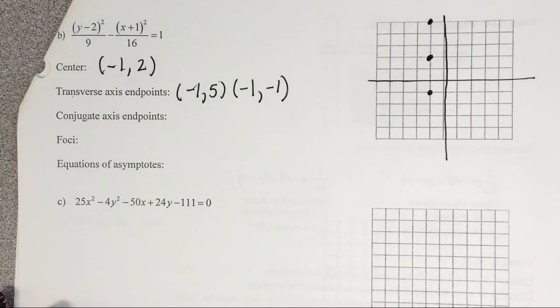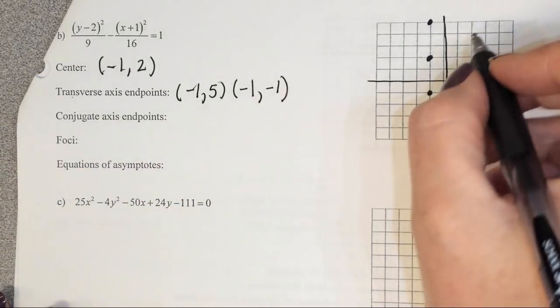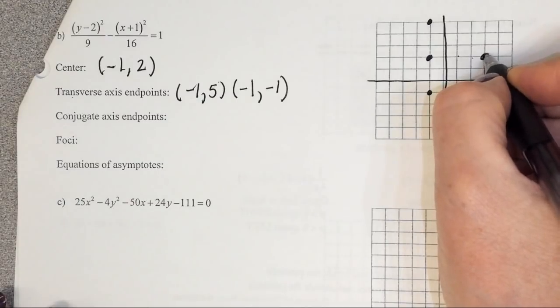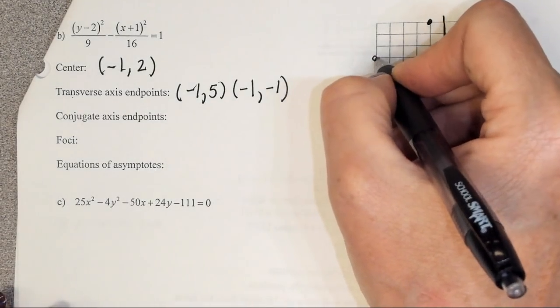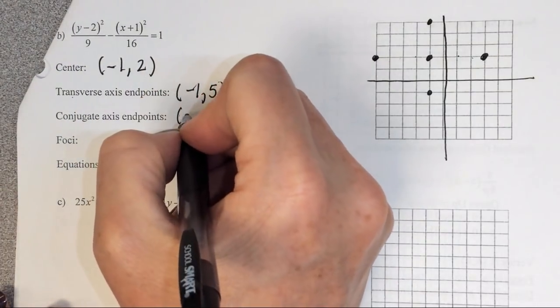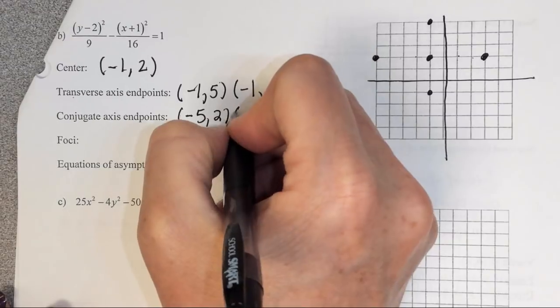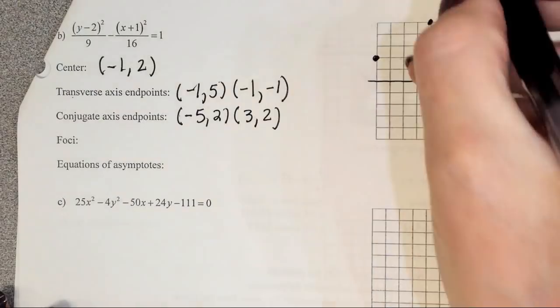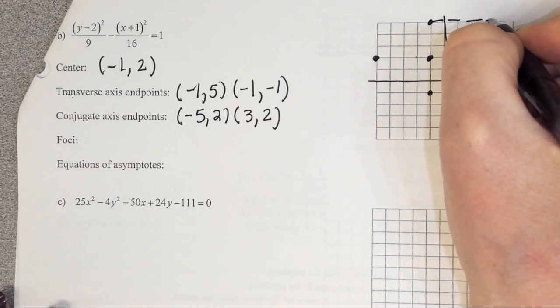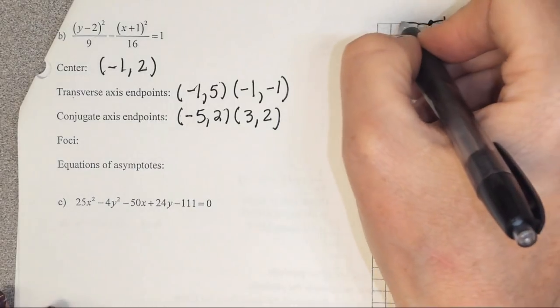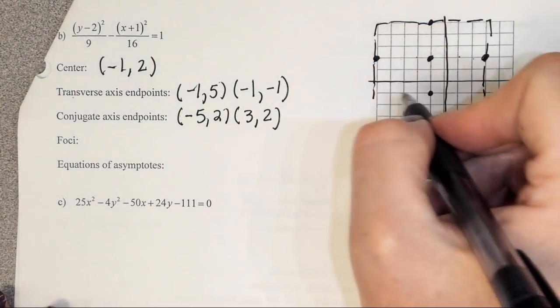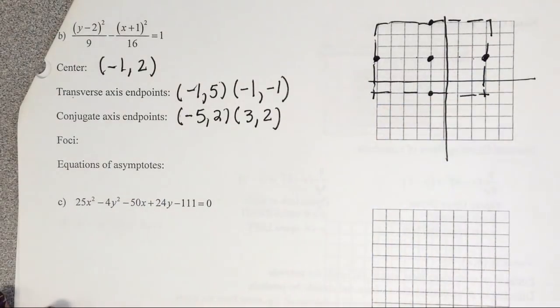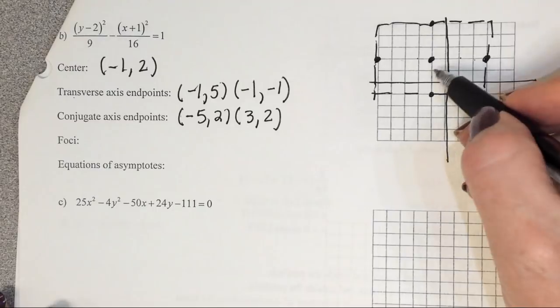The conjugate axis endpoints are whatever comes second. So what are we going to do for that? Go to the right 4 and go to the left 4. So those points are going to be at negative 5, 2 and 3, 2. Now I create the rectangle. To create the asymptotes, I go corner to corner through the center.